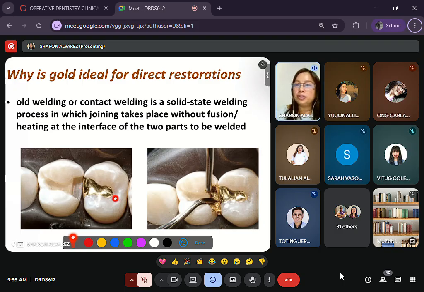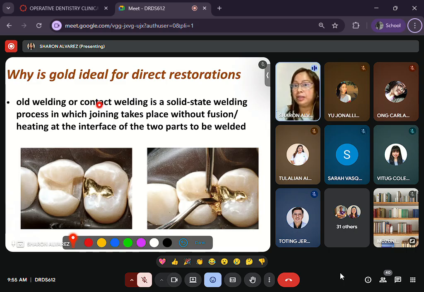For the gold, you don't need to combine it with the mercury. You don't need to heat this. Gold being malleable, it can be condensed into the prepared cavity. Like what you can see here, this is one increment of gold. You can combine another increment of gold. They will combine together. So there is a possibility of joining pieces of gold together.